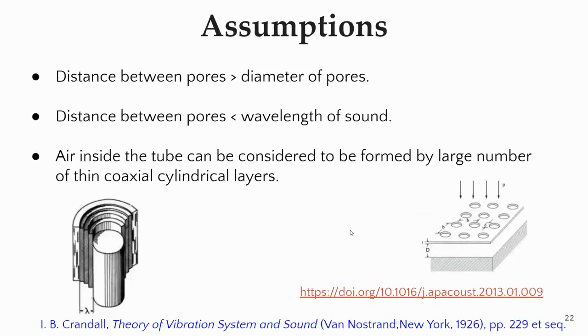And these are the assumptions to be used. First, the distance between the pores is greater than the diameter of the pores. If this assumption is valid, then we can consider each hole as independent, not depending on the other holes. And if the distance between the pores is less than the wavelength of the sound, then we can neglect the part in between the holes, that is, this metallic or plastic part, in our calculations. If both of these assumptions are valid, then the air inside the tube can be considered to be formed by a large number of thin coaxial cylindrical layers, each considered as an independent layer.